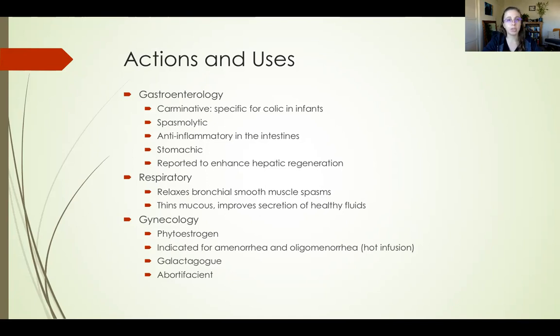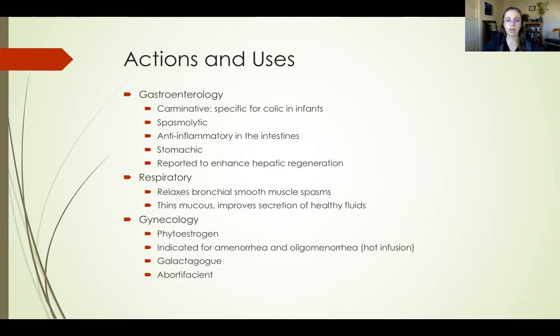And then gynecology, which you'll cover in the spring. It acts as a phytoestrogen, which are estrogen-like compounds from plants, and they tend to compete at estrogen receptors. They are not the same as estrogen. They're not the same as xenoestrogens, which you will cover more when you get to the gynecology section of your classes.